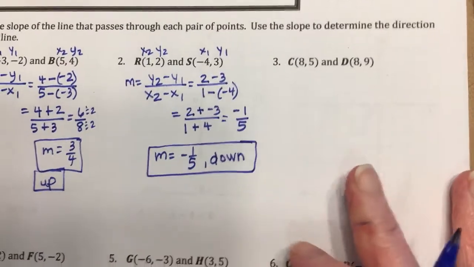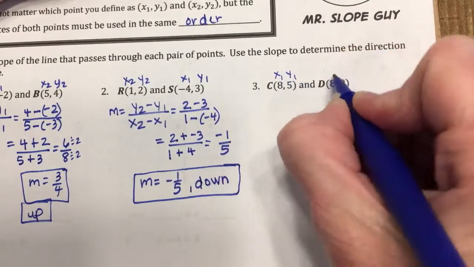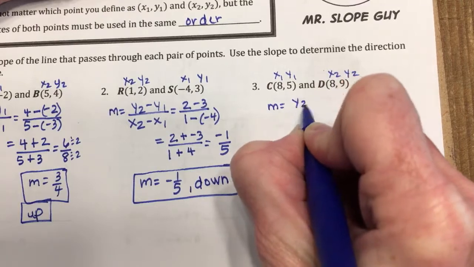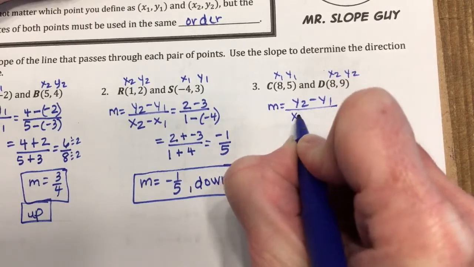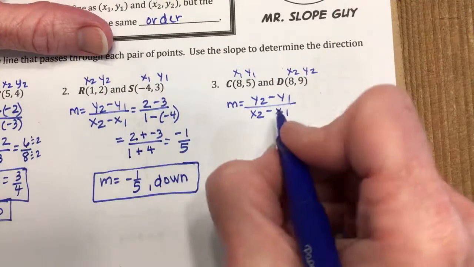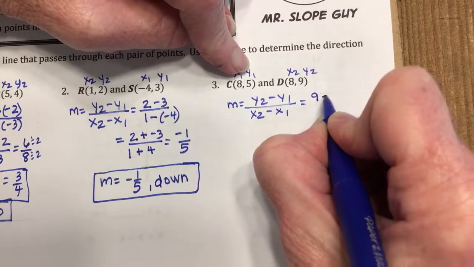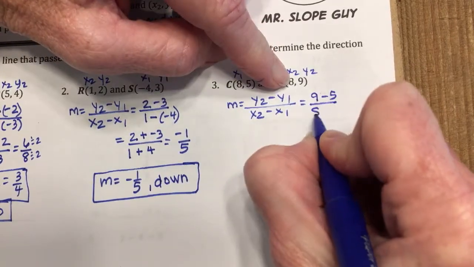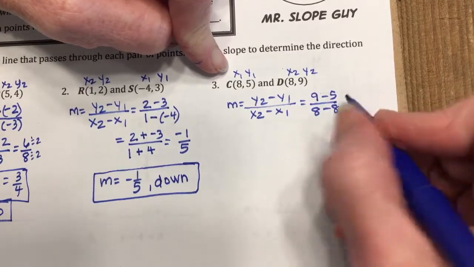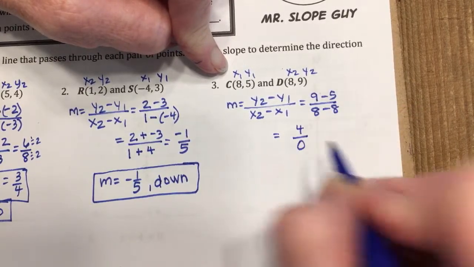Okay? Look at 3. If this is x1, y1, and this is x2, y2, then I'm going to do y2 minus y1. I'm just going to write this down every time for now until I get the hang of it, until you get the hang of it. So y2 is 9, y1 is 5. x2 is 8, x1 is 8. So when I subtract 9 minus 5, I'm going to get 4. When I subtract 8 minus 8, I get 0.